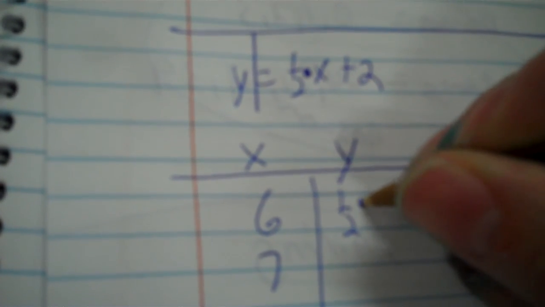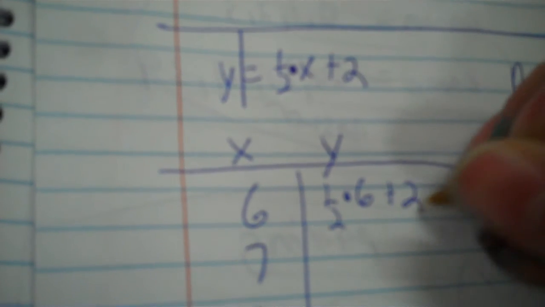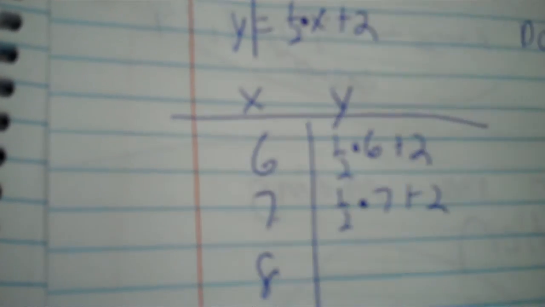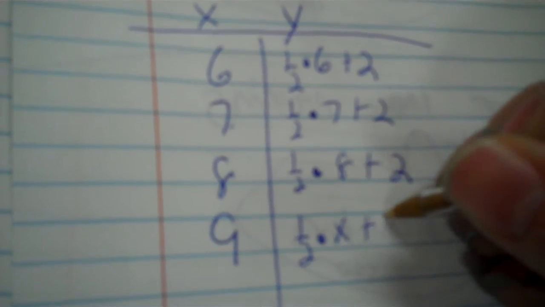So we have 1/2 times 6 plus 2. 1/2 times 7 plus 2. Again, I'm putting that number where the x is. 1/2 times 8 plus 2. You could also just copy that down and just put the 9 where the x is at. It's up to you if that makes more sense. 9 comes where the x is.